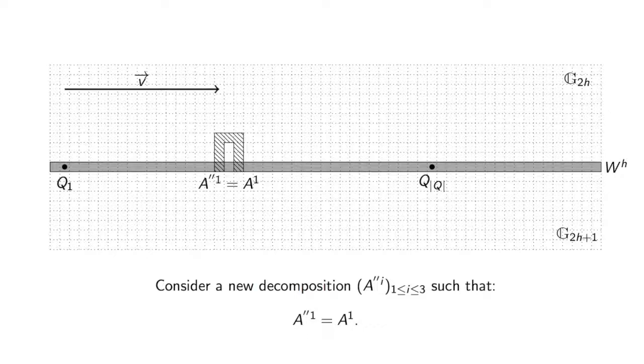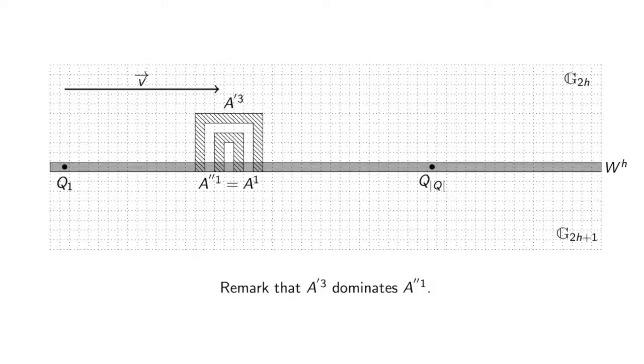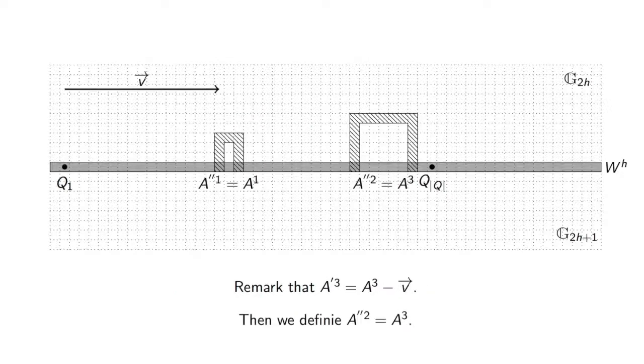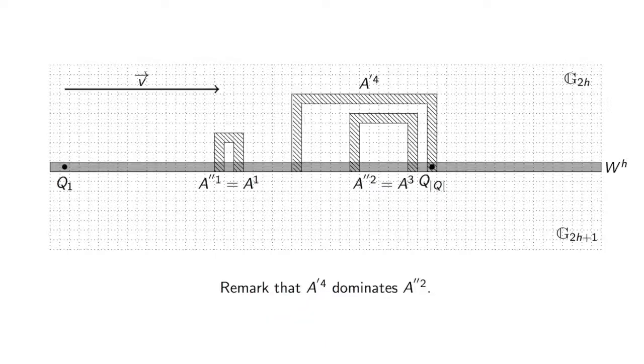Now we explain how to extract the sequence of arcs of increasing width from the decomposition of the path P. We start by defining the arc A'1 as the arc A1. The arc A1 is dominated by the arc A'3. Since the path Q is the translation of the path P by the vector V, then remark that A'3 is the arc A3 translated by minus V. We define the arc A'2 as the arc A3.